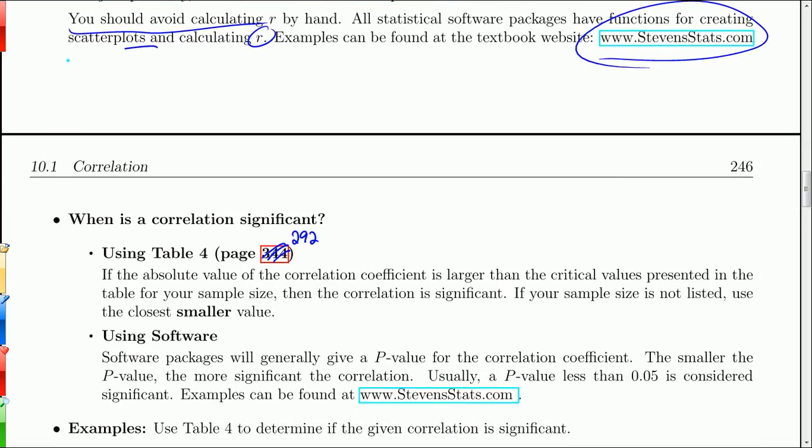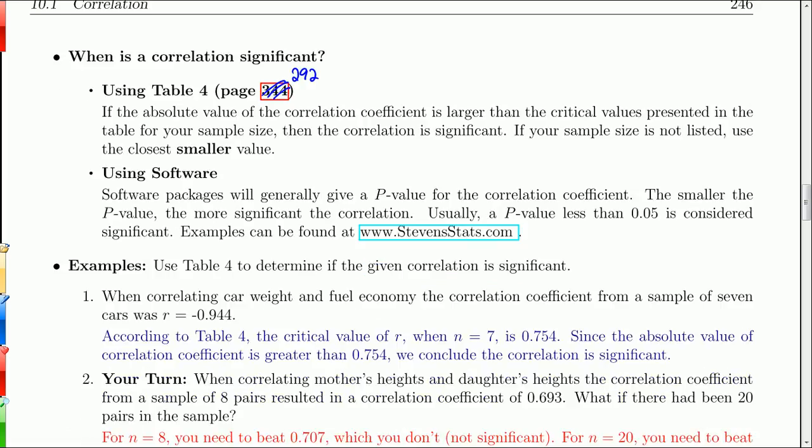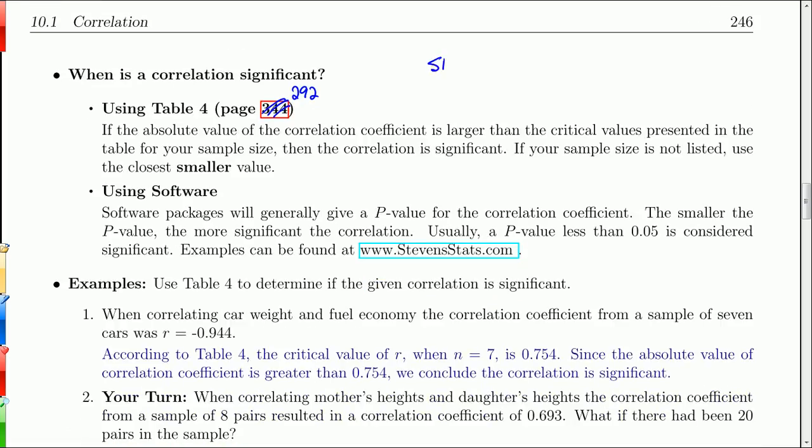All right, so now we're going to get into when a correlation is significant. Because we were talking about a strong linear relationship or a weak linear relationship, we're going to replace that with significant or not significant, right? So when is a correlation significant? And we have another table for that. It's table 4, on page 292. All right? And here's the way you use that table.